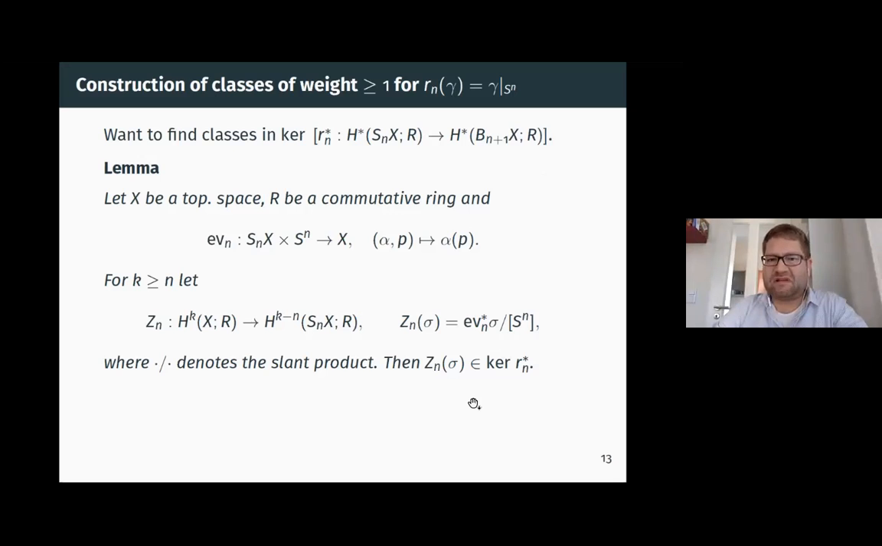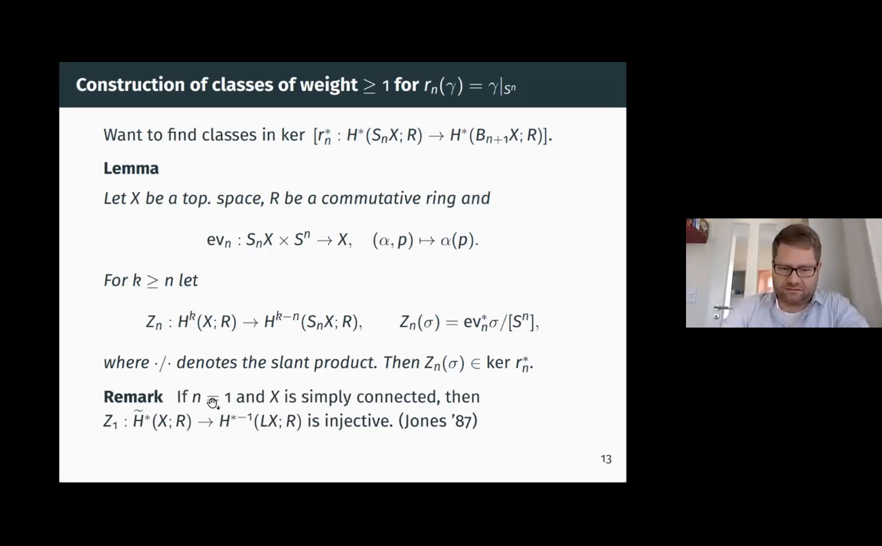I don't know, since I had this statement that for n equal to 1, I had this from the Jones theorem, but there the assumption was that X is simply connected. So there might be some connectivity issues. I'm not sure about this. But it might be true that that's always non-vanishing, but I couldn't find a general answer to this.